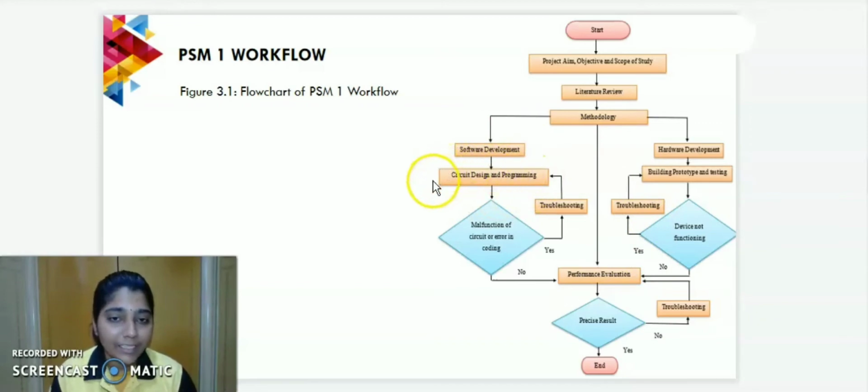So once the circuit has been designed and the programming is done, I will be testing for the function and the errors. If let's say the error occurs, I have to troubleshoot it again, and then I have to test for the error again. So same goes to the hardware. So for the hardware development, I have developed the prototype and I have to perform the testing. So if let's say the device doesn't function, I have to troubleshoot it. If the device functions, it will undergo the performance evaluation, and I have to obtain a precise, accurate result for this project. If let's say I didn't manage to obtain an accurate result, I have to troubleshoot again in order to get the best result for this project.